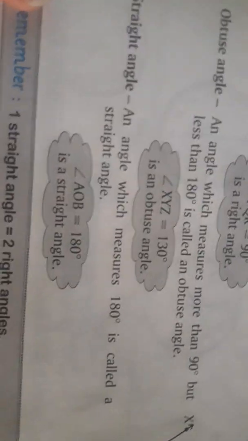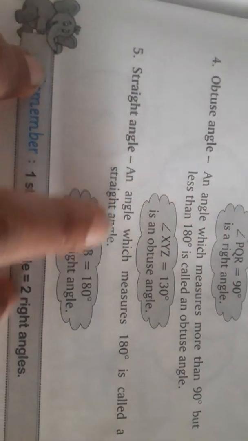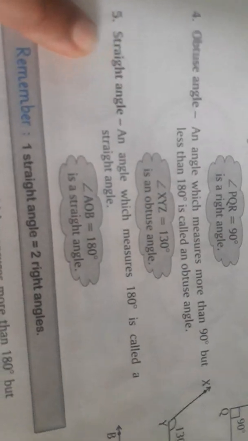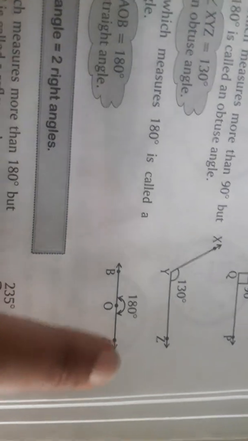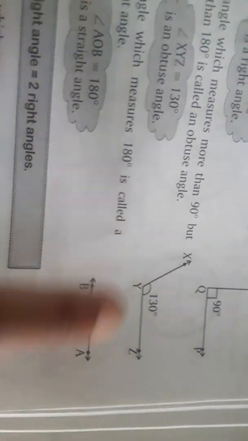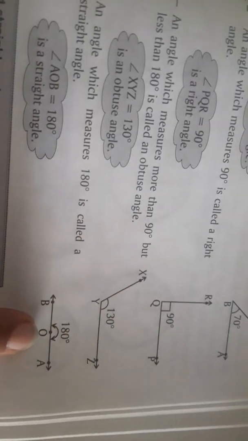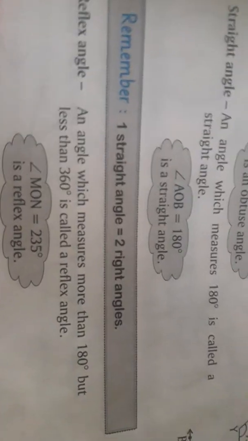Now next is straight angle. An angle which measures 180 degree is called a straight angle. The name itself is telling you everything. Straight. Now see, if we start from here, it will take not a whole round but a semicircle. So from here A to B, this is called 180 degree, and that means it is a straight angle. Now remember, one straight angle, that means you can say two right angles.